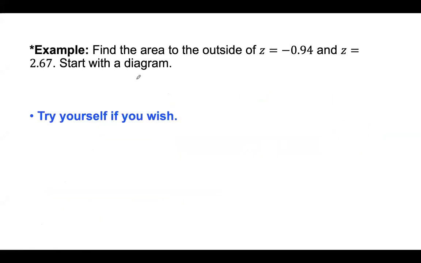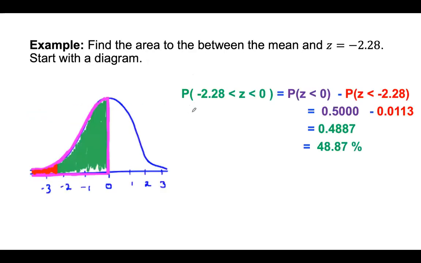This one, I won't ask you, this is a little bit difficult. You can try this if you wish yourself. So find the area outside of z equals negative 0.94 and z equals 2.67. So outside of those areas, and you can draw these with a diagram and try them. There's also practice questions that are coming up that I'm going to give you guys.